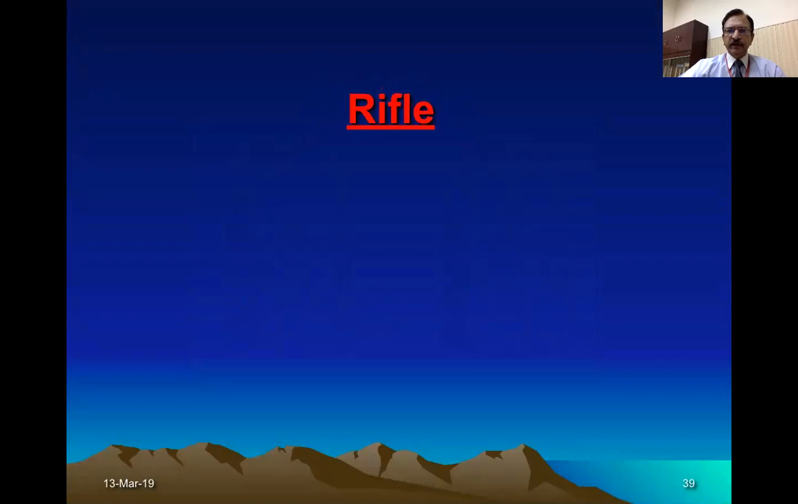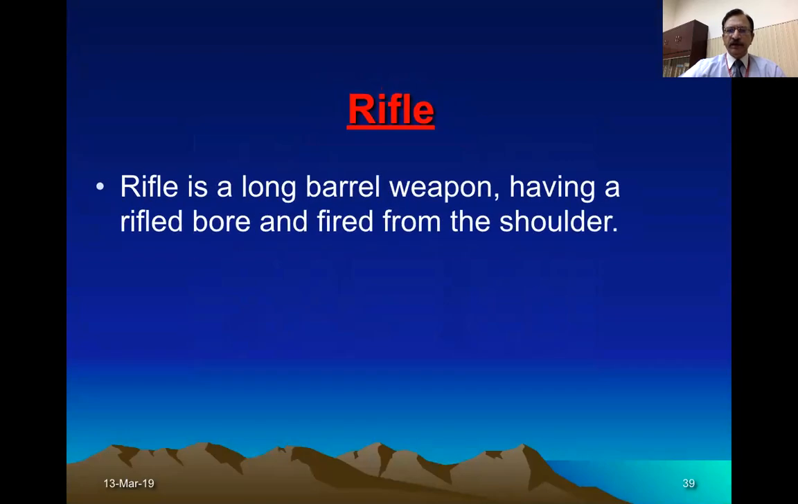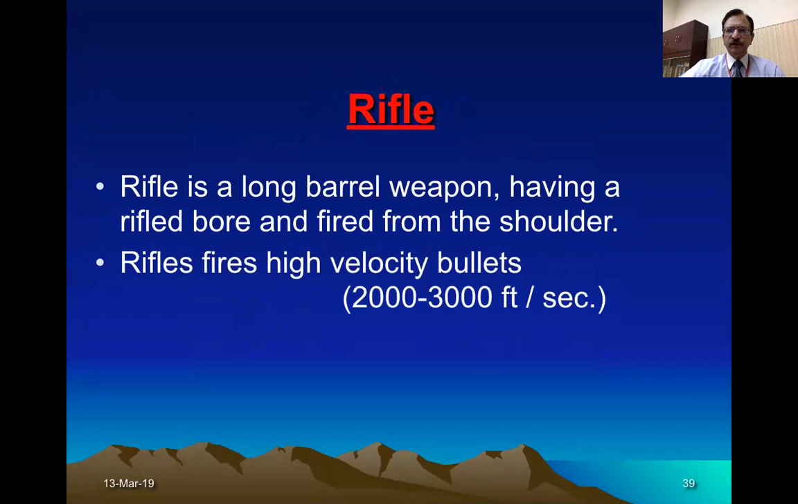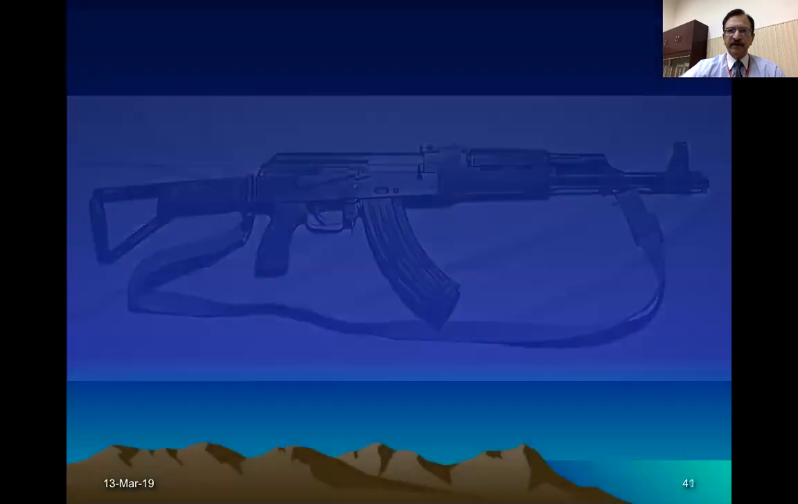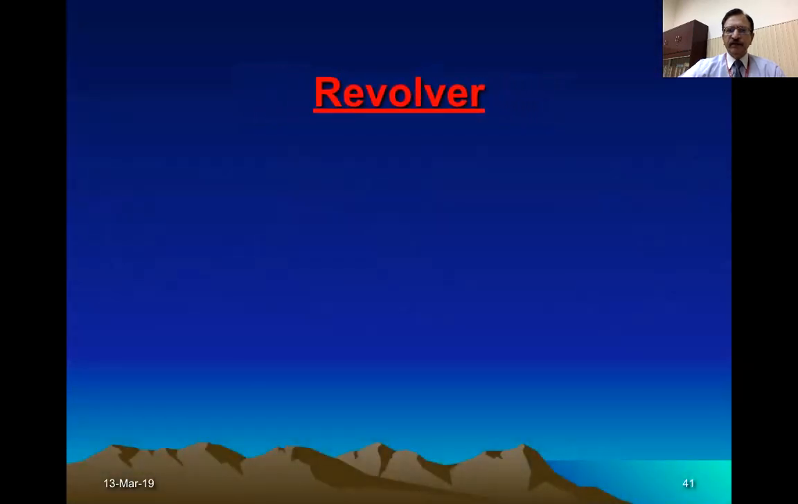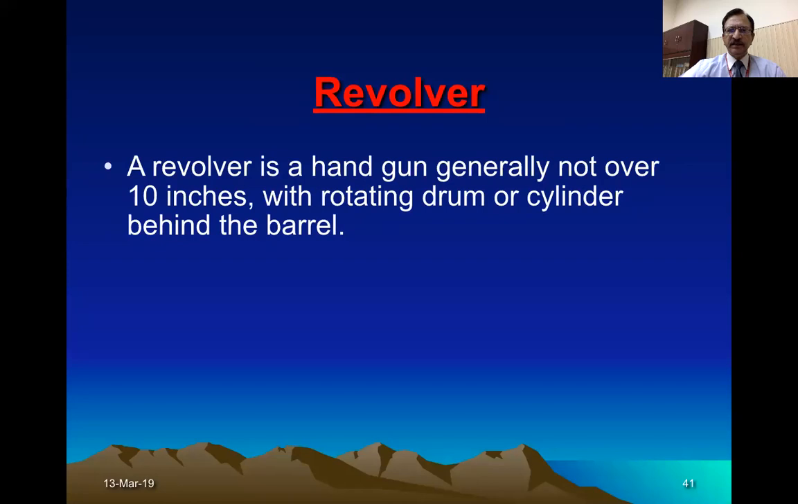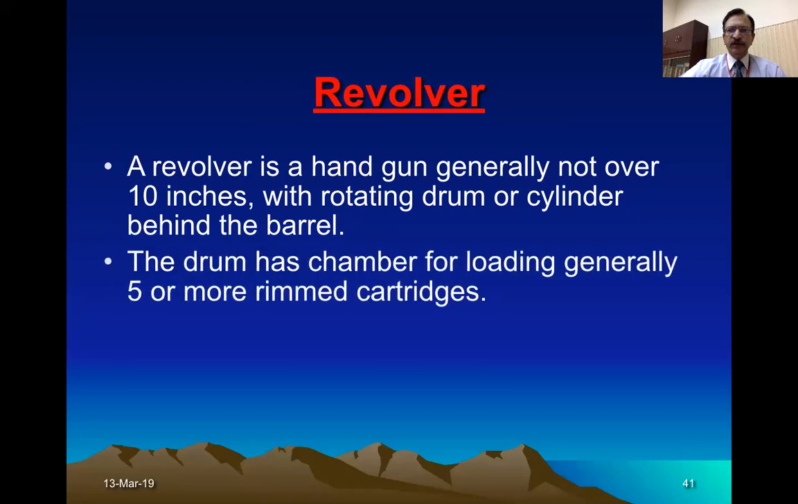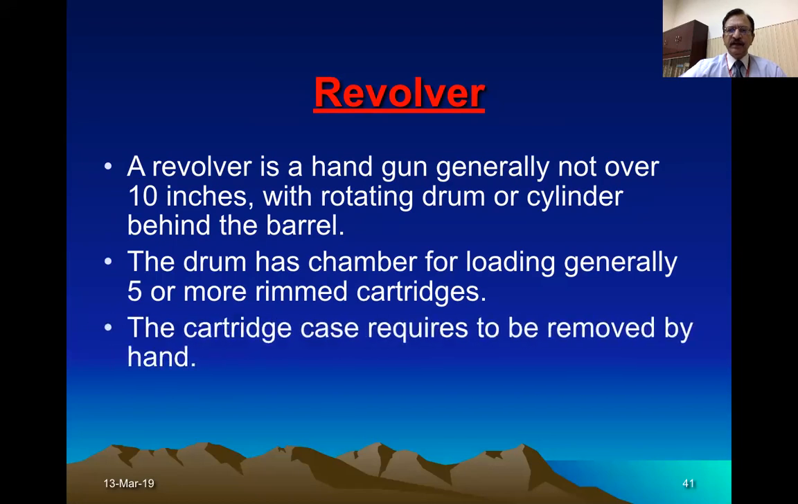Now the rifle having the long barrel is high velocity, having 2000 to 3000 feet per second, and usually they are assault rifles, AK-47 and others. Then the revolver is a handgun, with a size not more than 10 inches. In this, there is a drum which rotates in the chamber, and the bullets come one after the other. Normally 5 to 6 bullets can be placed in the chamber. The drawback is that after being fired, you have to remove the cartridges manually.